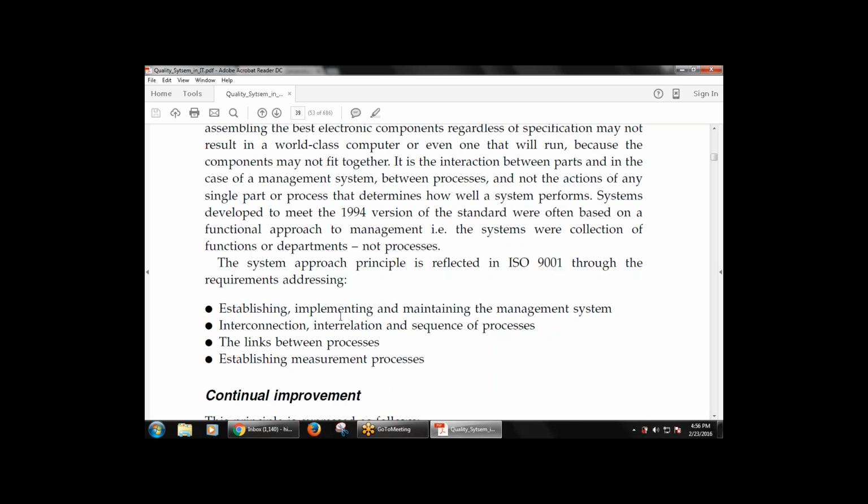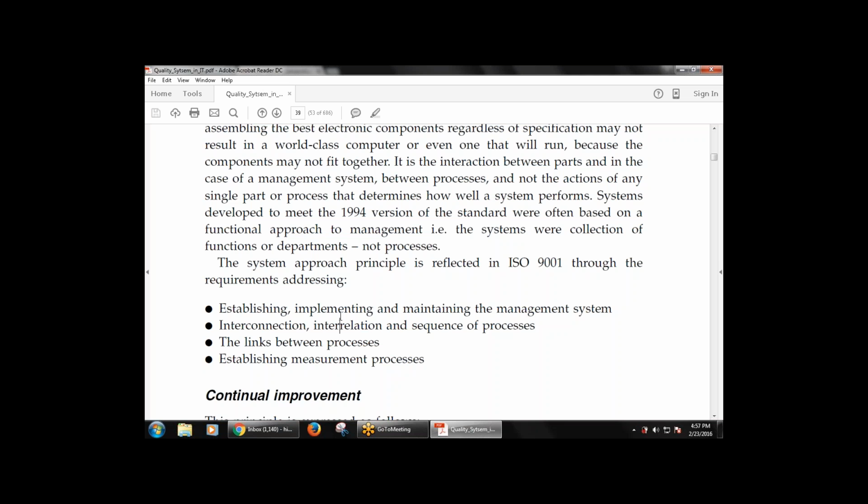So these are the four parts that are available: establishing, implementing and maintaining the management systems, then the interconnection, interrelation and sequence of processes, then the links between the processes, then establishing the measurement processes. That is, what are the various measurement processes available within the system, and what are the various measurement criteria.